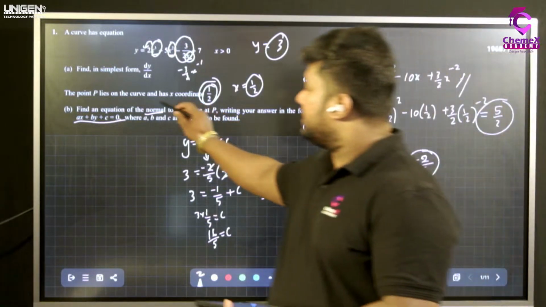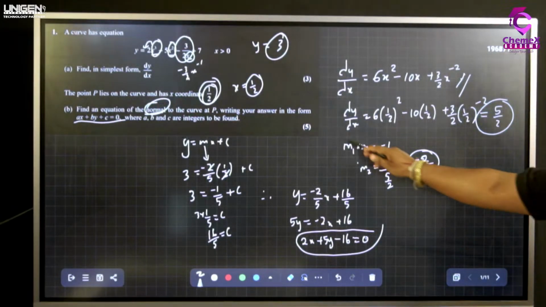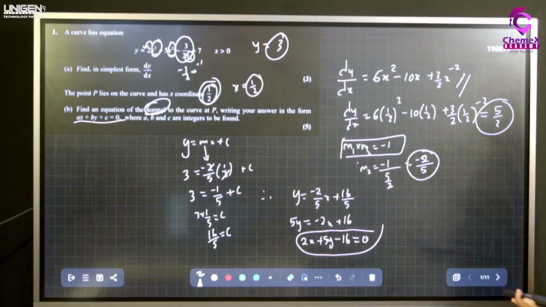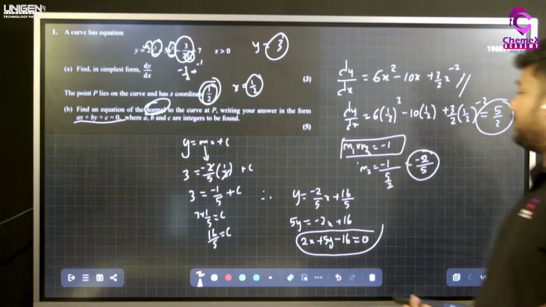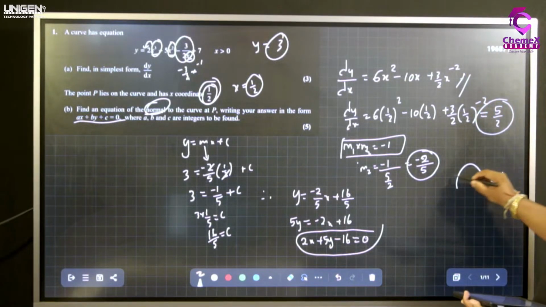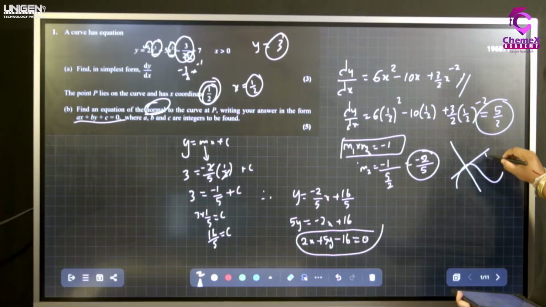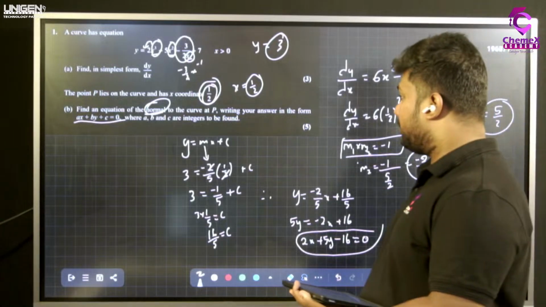Normal. Did you understand? Since it's the normal, we had to use this, because the tangent gradient multiplied by this will be m1 into m2 equals minus 1. You have a curve, the tangent is this, no? Normal will be like this. It's perpendicular. So if this is m1, this will be m2. So multiply the two gradients, it will be equal to minus 1.